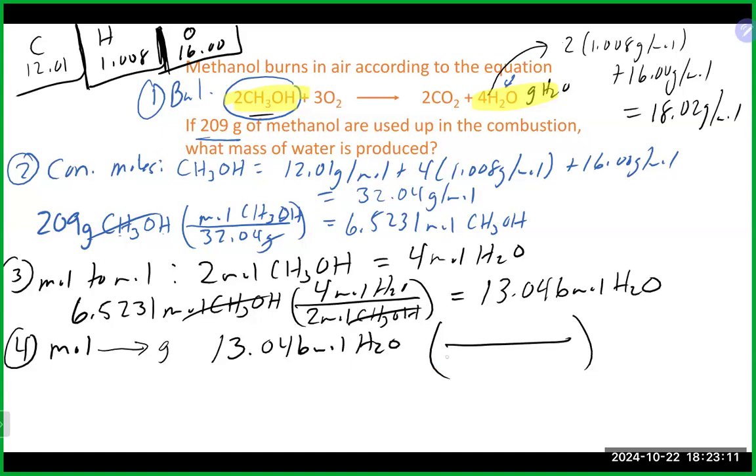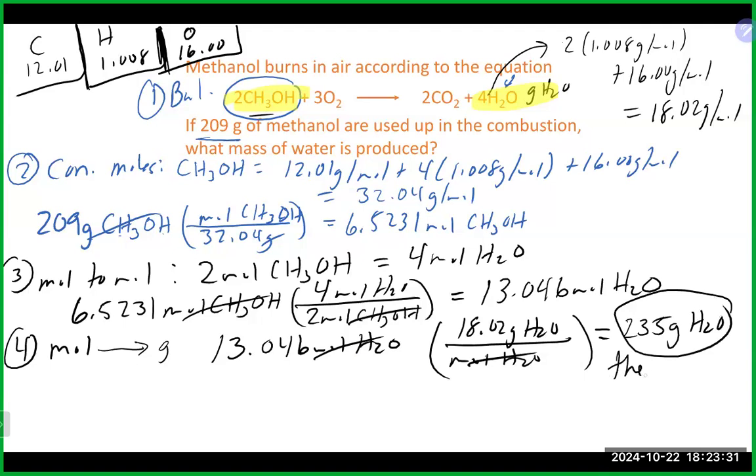Gonna do our moles on the bottom here and our grams up on top. And the moles here will cancel, and that will get us 235 grams of water. This would be, again, what is referred to as the theoretical yield.